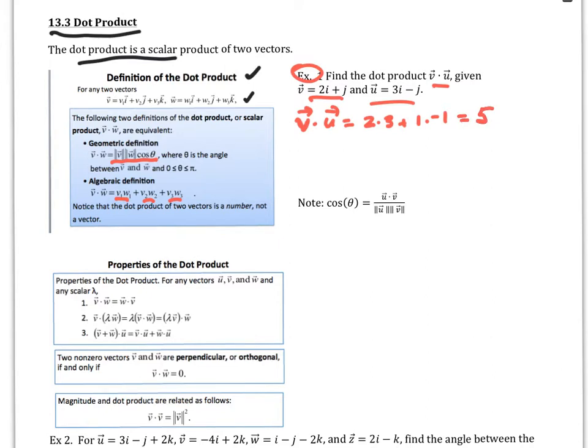Now, one consequence of this is that if I ever want to find the angle between two vectors, I can rewrite this geometric interpretation by solving for the cosine, which would be equal to the dot product of u dot v divided by each one of the respective magnitudes. Then I take the inverse cosine, make sure that it's in degree mode for most of what we're doing. That would give you your angle.